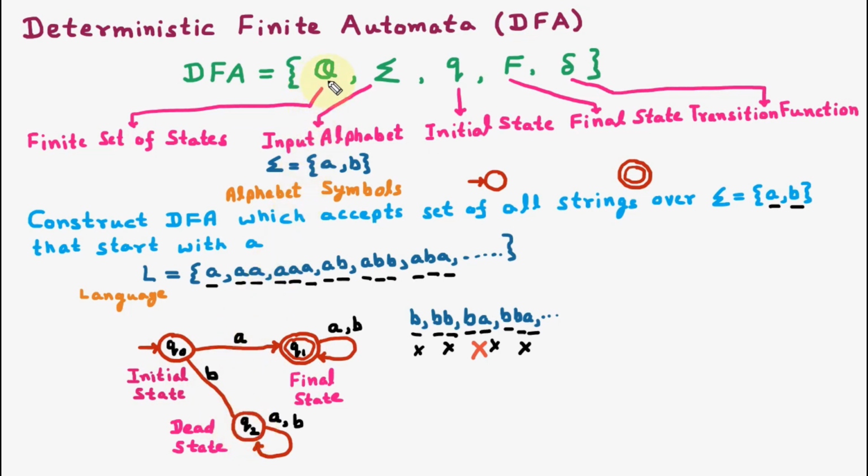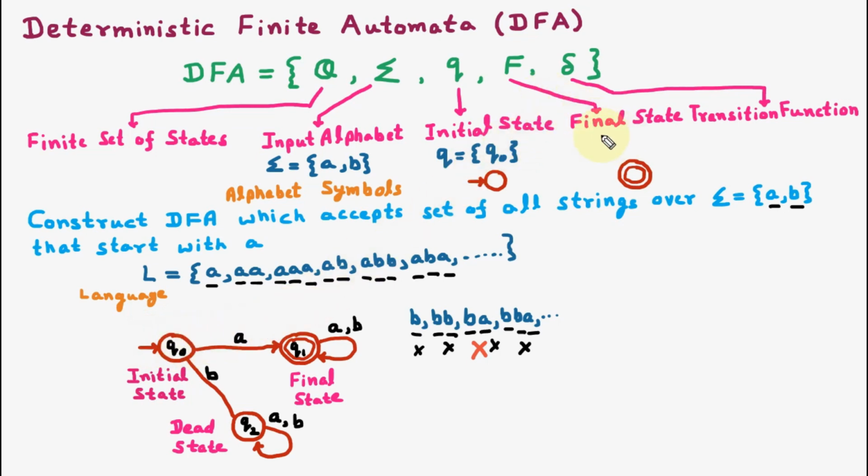Now we are understanding the five elements of a DFA. The first element we have learned is the input alphabet, which is given to us. That is the set of symbols, which is A and B. The second thing is the initial state, which is represented by Q. Here in the DFA we have the start state, which is Q0, so in the set we represent Q0. This is the initial state, which is represented by the circle with the incoming arrow.